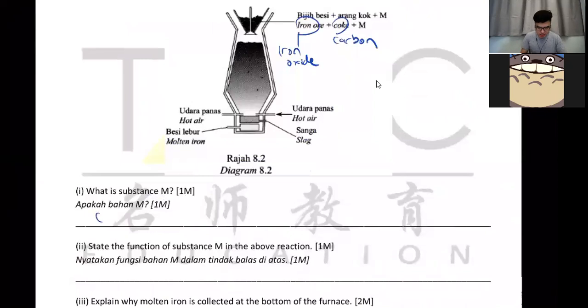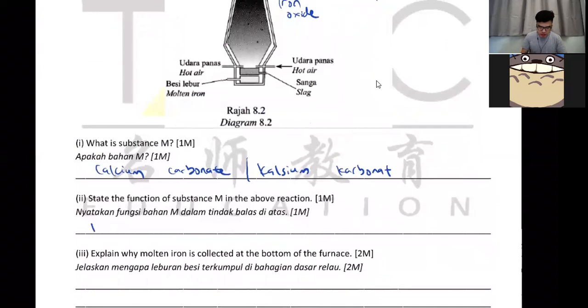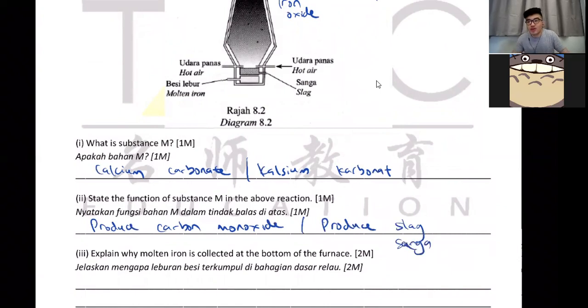M is your calcium carbonate. Okay, calcium carbonate. You need this thing. Why do you add this thing? Now, what's the function of your M? Okay, you can say you use this to produce carbon monoxide. You can use carbon monoxide to rampas oxygen. If you say, sir, I don't want to write this, can? Can. You can say to produce slag. Okay, untuk menghasilkan sanga. Remember, this thing is used to make your cement. Slag is to make your cement.